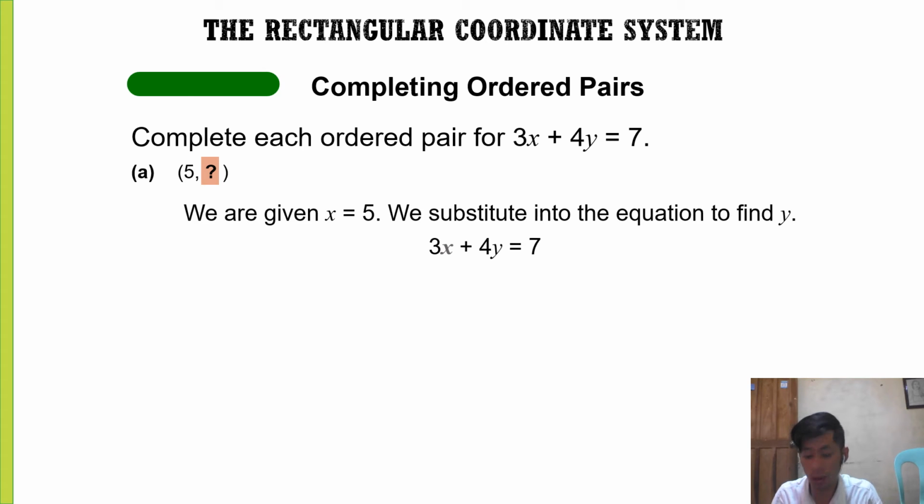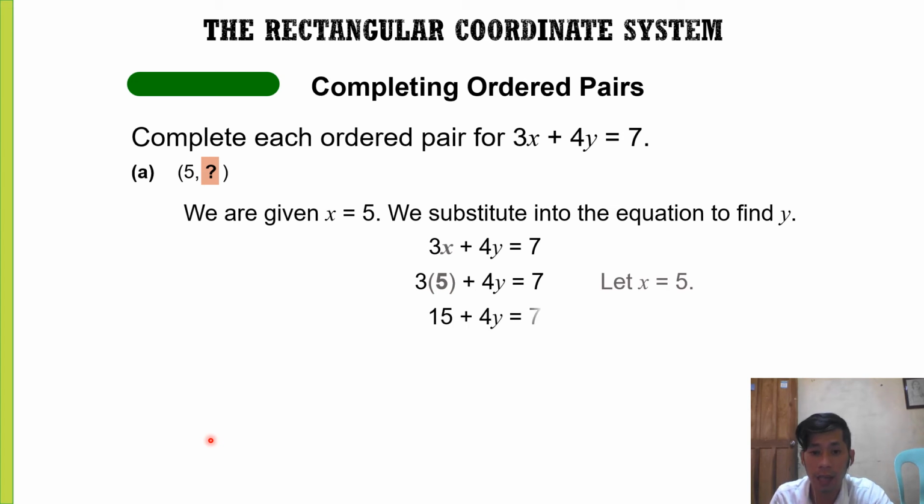To show how to solve, let's have first this one. Complete each ordered pair for 3x plus 4y is equal to 7. So if x is 5, what is y? So first, the given is x is equal to 5. So we're going to substitute 5 sa x po natin in the equation to find y. So pinalitan lamang natin yung x ng 5 by substitution.